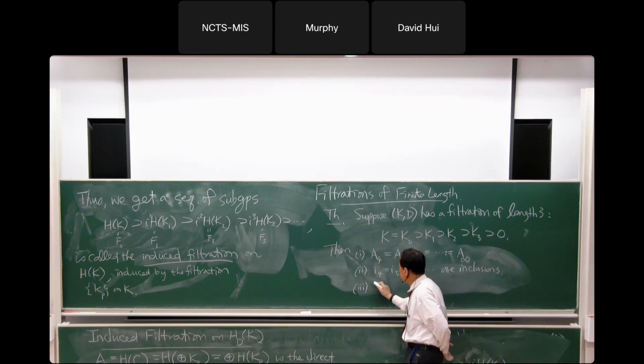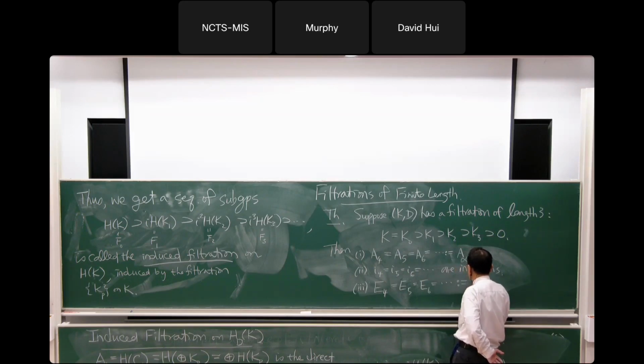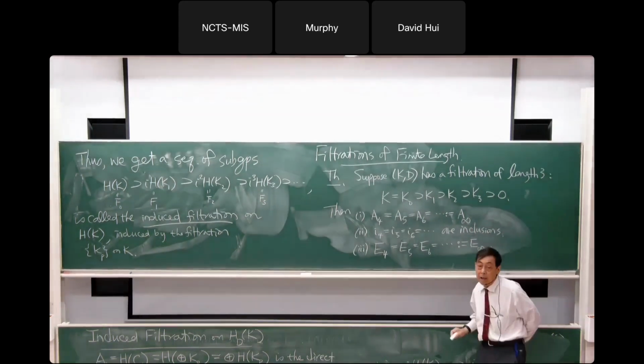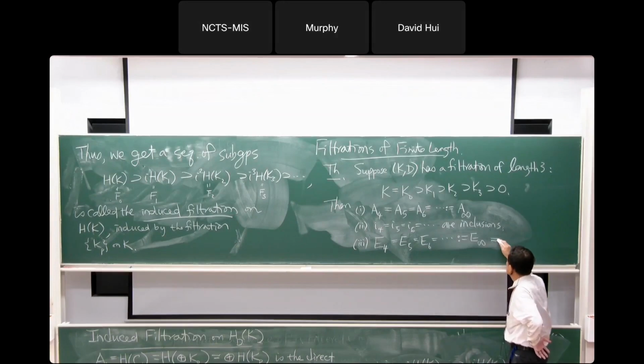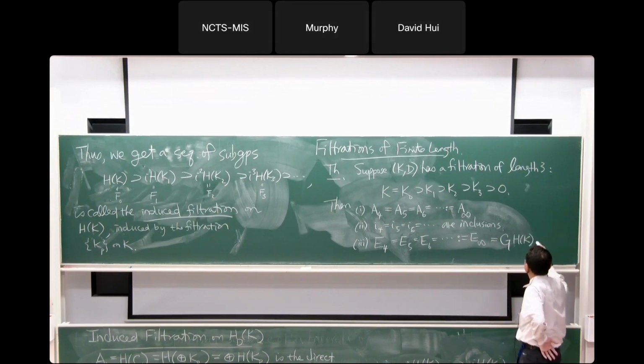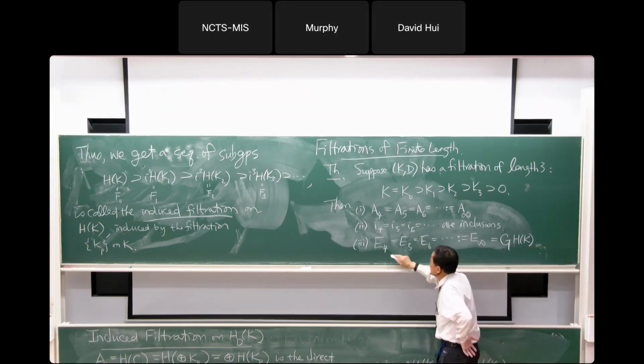And then the E's also stabilize, and so you can call that E infinity. And E infinity is the associated graded complex of H of K, with respect to the induced filtration.